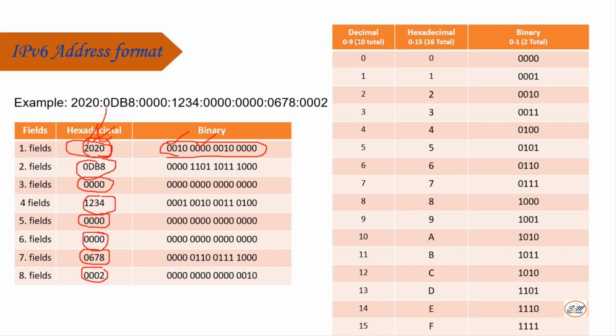Here I wrote everything about decimal, hexadecimal, and binary. Decimal has digits from 0 to 9, a total of 10. Hexadecimal has a total of 16 digits, from 0 up to 15 or F. In binary we have 0 and 1, a total of 2. 1, 2, 3, 4.